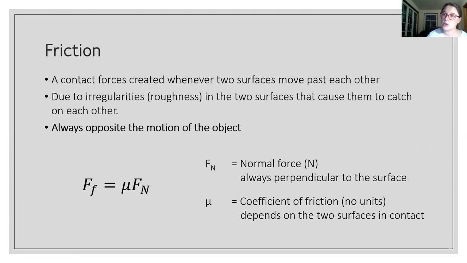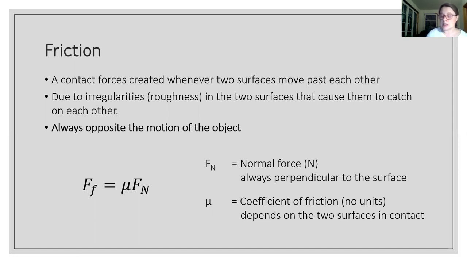One important thing to note about friction is it's always opposite the motion of the object. So if an object is moving forward, friction will be backwards. If you're pulling an object left, friction will be right. It's always going to be in the opposite direction of the force that is causing the object to move.